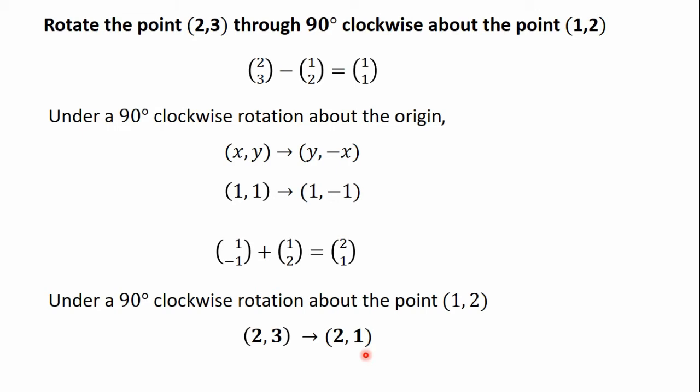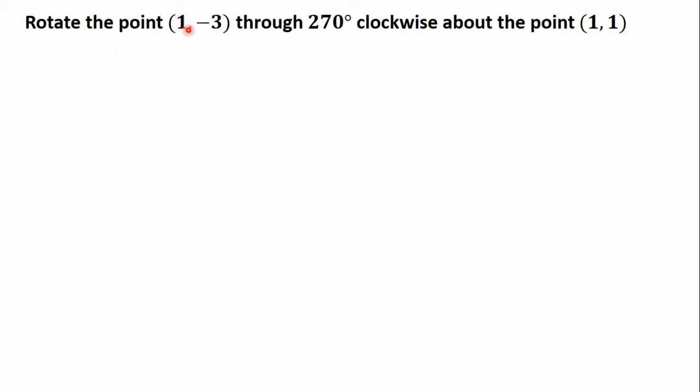Let's look at the next question. Rotate the point (1, -3) through a 270 degrees angle in the clockwise direction about the point 1, 1. As we saw in the previous example, we are going to do this in 3 steps. The first step is that we will subtract the center of rotation from the point to be rotated.